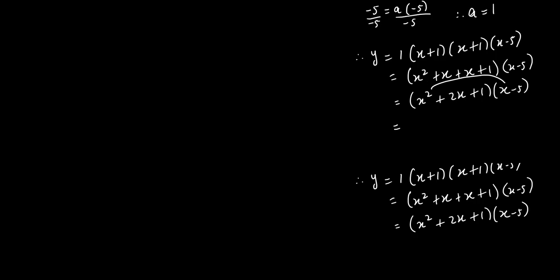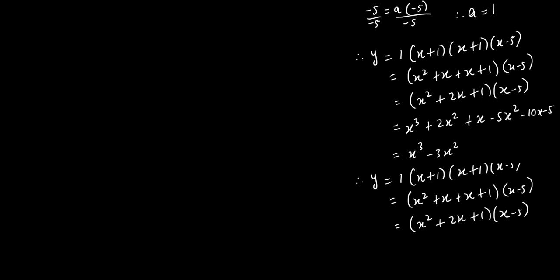x times x squared is going to be x cubed, and then x times 2x is going to be 2x squared, and then x times 1 is going to be x. -5 times x squared is going to be -5x squared. -5 times 2x is going to be -10x. -5 times 1 is going to be -5. So you're going to have x cubed, and 2 minus 5 is -3x squared.